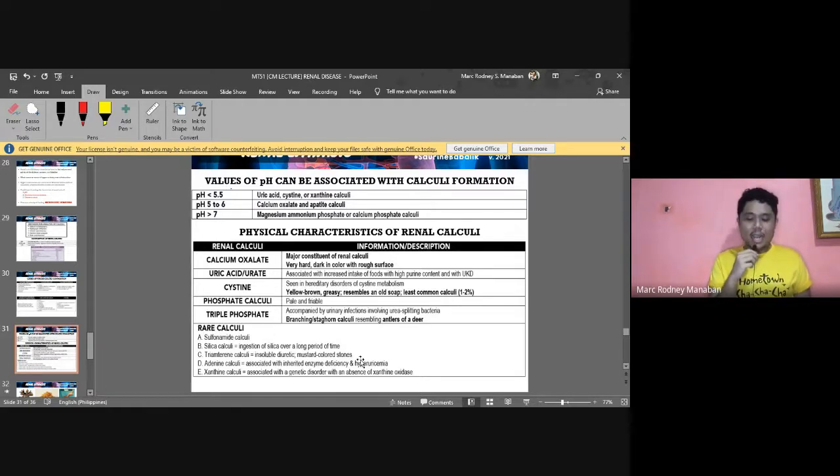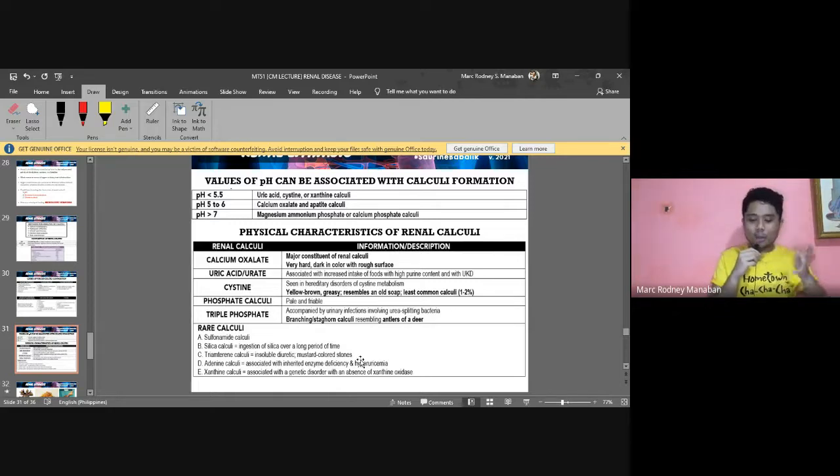Alright? Now for cystine, again, hereditary disorders, especially cystinuria. Yellow, brown, greasy, its appearance looks oily, like old soup, and it is the least common calculi. Phosphate calculi, pale and friable, it can crumble easily. Alright? And for triple phosphate, again, usually from UTI caused by urea splitting bacteria such as Proteus. The appearance of the stone is staghorn. It looks like the antler of a deer. So, it's big. Alright? So, pictures later.